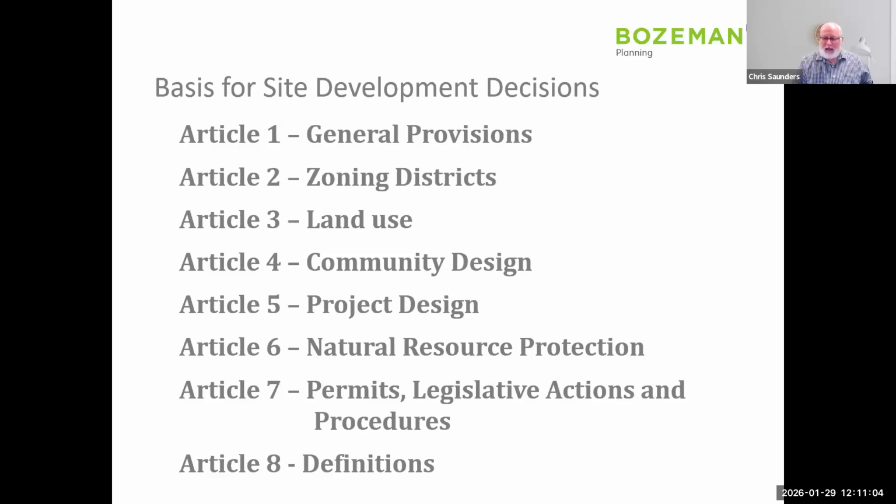Article 4, community design, is oriented at the higher level elements. Where does the park go? What does the park look like? Where do the streets go? Those kinds of things. Article 5 is focused on site and building design. Article 6, as it says, natural resource protection, so wetlands, water courses, floodplains, things like that. Article 7 is the process components, and we're going to spend most of our time discussing that today. And then Article 8 is definitions.